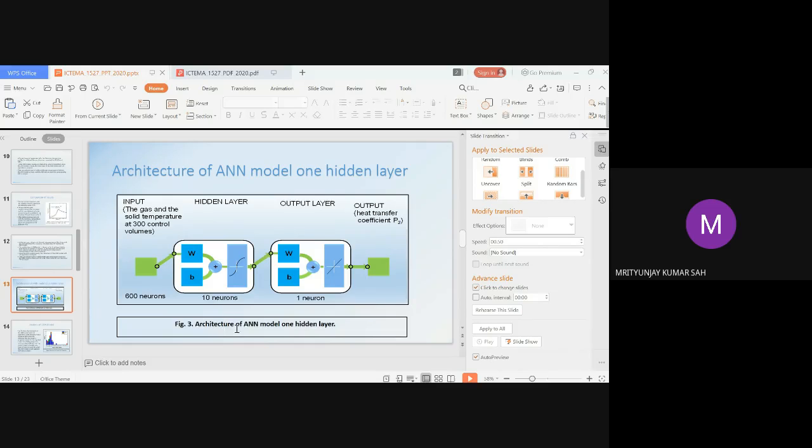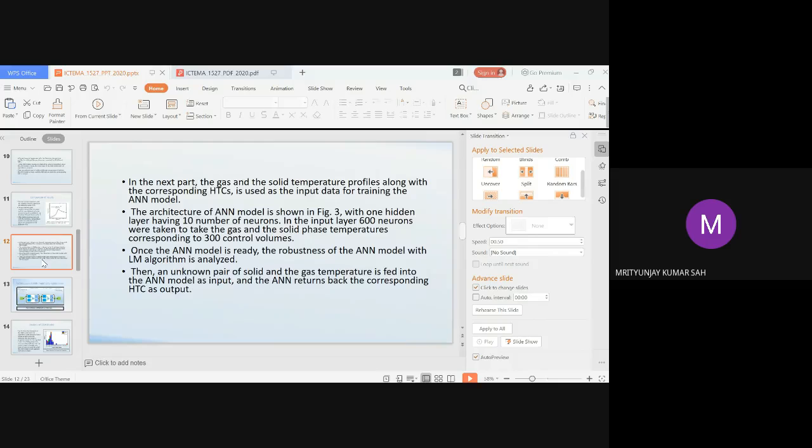And this is the architecture of the ANN model with a hidden layer. Once the ANN model is ready, the robustness of the ANN model with the LM algorithm is analyzed. Then an unknown pair of a solid and gas temperature is fed into the ANN model as input.